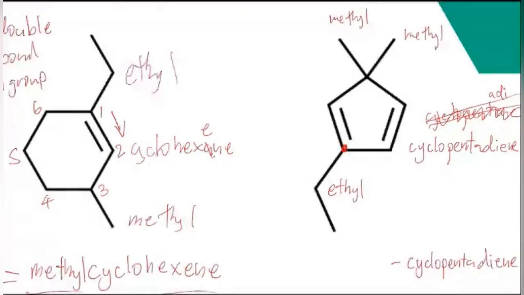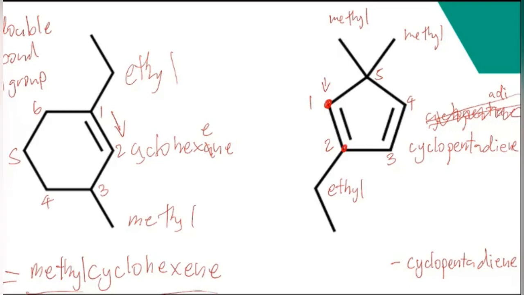But our double bond is still high priority. Where should we start numbering? Okay, I think I got it now. So we should start numbering at this point here. So 1, 2, 3, 4, 5. Okay? The double bond has higher priority than the alkyl group. So you base the numbering on the double bond. The double bonds should have small numbers.